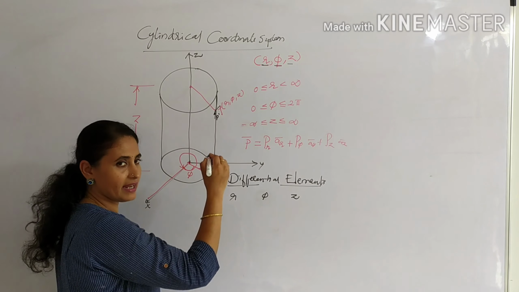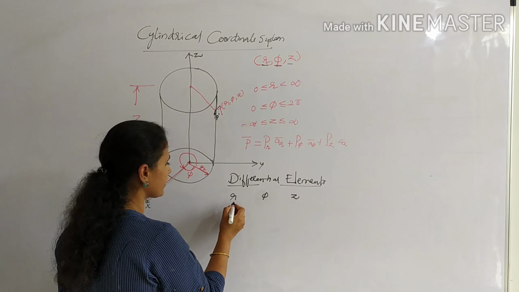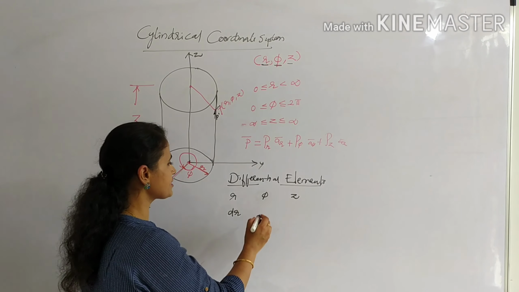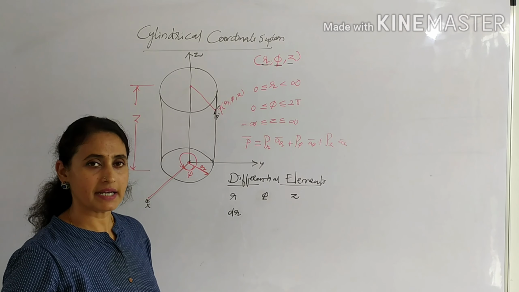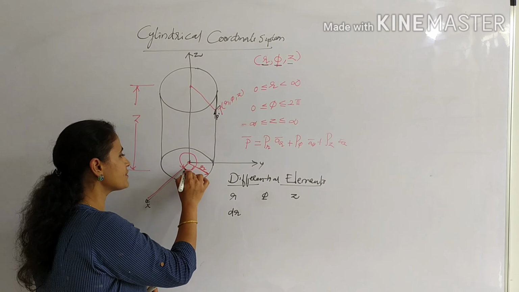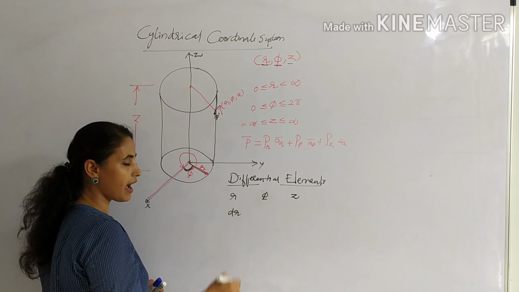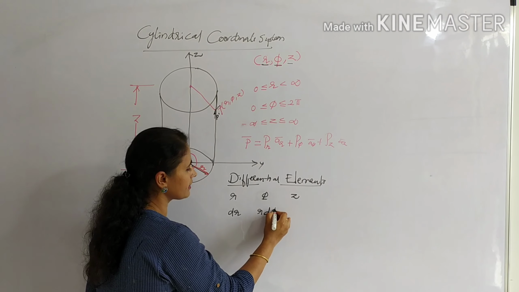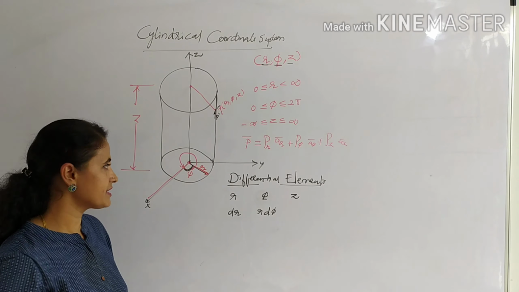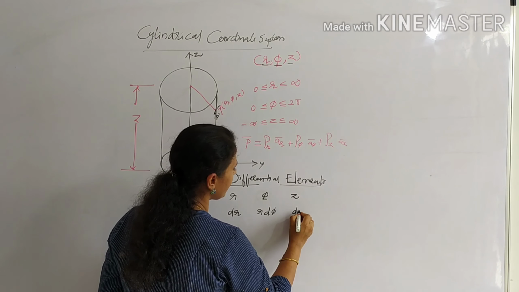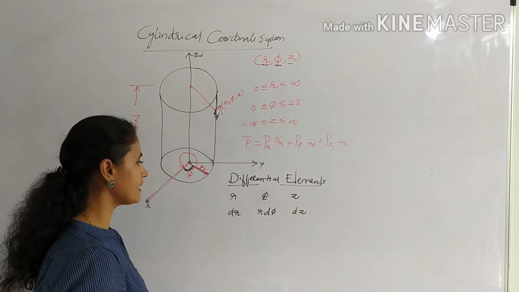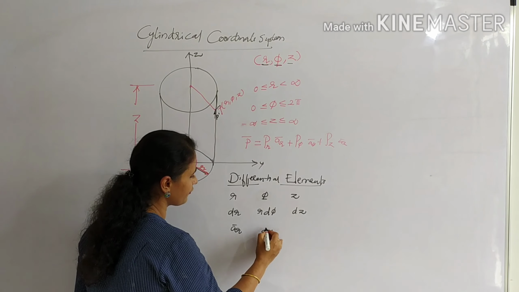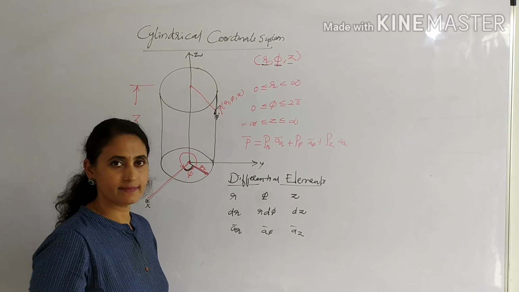If the point P has taken a small shift, the differential change in R is given by dr. The differential change in phi is supposed to be d phi, but as phi is varying with respect to R, the differential change in phi is given by R d phi, and the differential change in Z is given by dz. The respective unit vectors are AR, A phi and AZ.